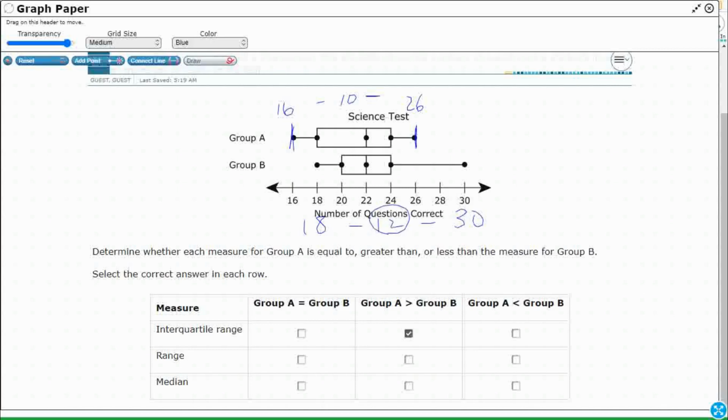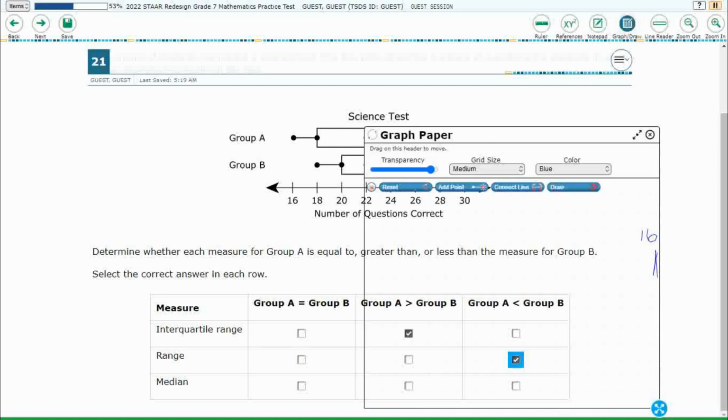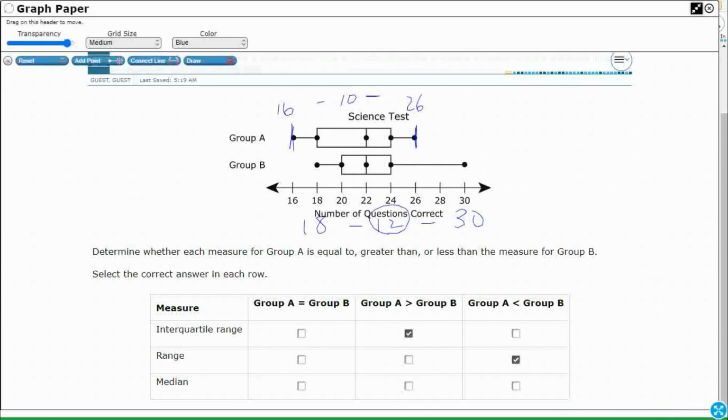So group B is going to be greater, which means group A is less, because we're going to have to use that one over here, because they are going to put group A first no matter what. So group A is less than group B, because 10 is less than 12.